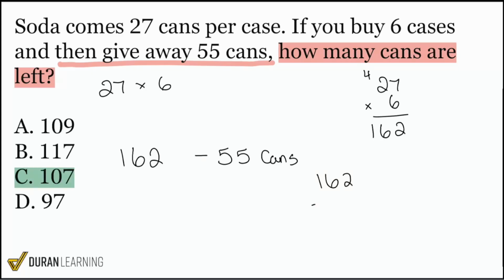162 minus 55. So 2 minus 5, can't do that. We'll go ahead and borrow 1, giving us 12 minus 5, which is 7. 15 minus 5, which is 10. So there it is again, everybody. The correct answer here for the soda question is answer choice C, 107.